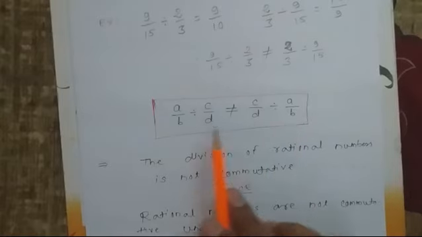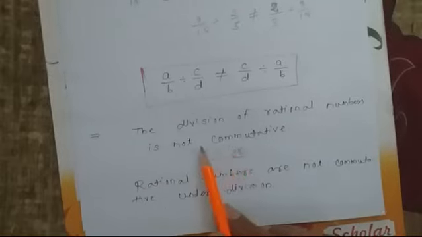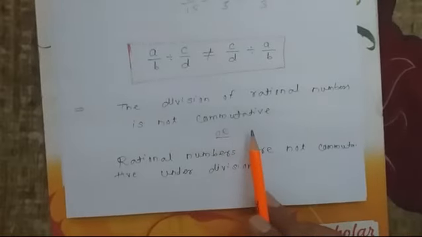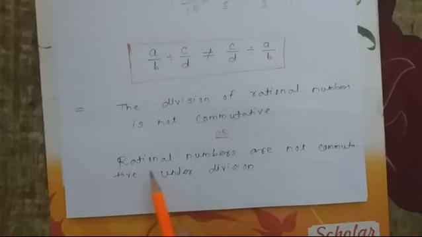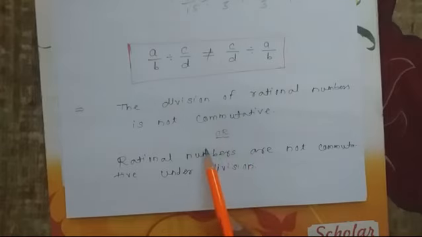Means at the time of division, we cannot change their places. The division of rational numbers is not commutative, is our observation. Or we can say that rational numbers are not commutative under division. In short, please remember that at the time of addition and multiplication, we can change their order. But at the time of subtraction and division, we cannot change the order or the place of rational numbers.